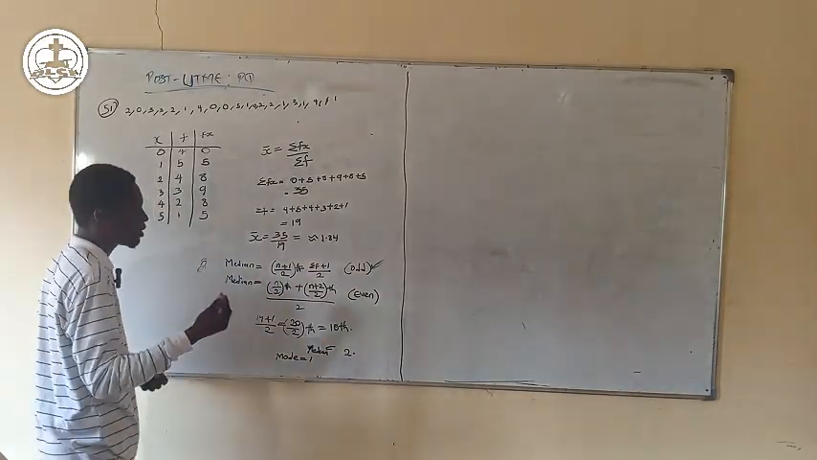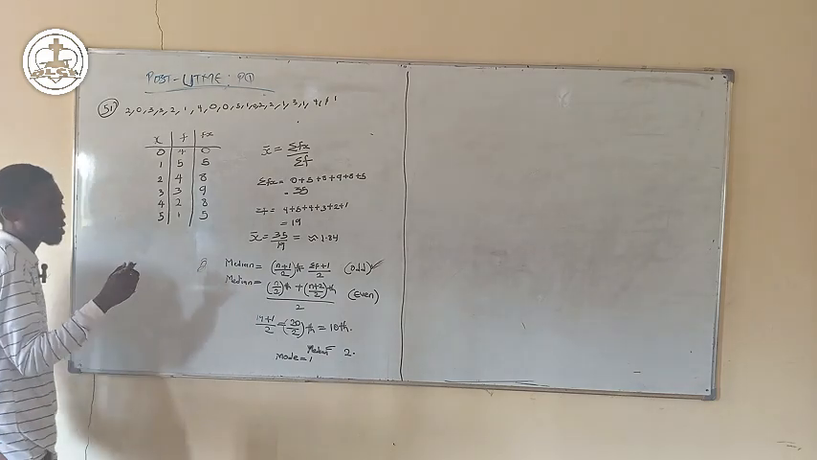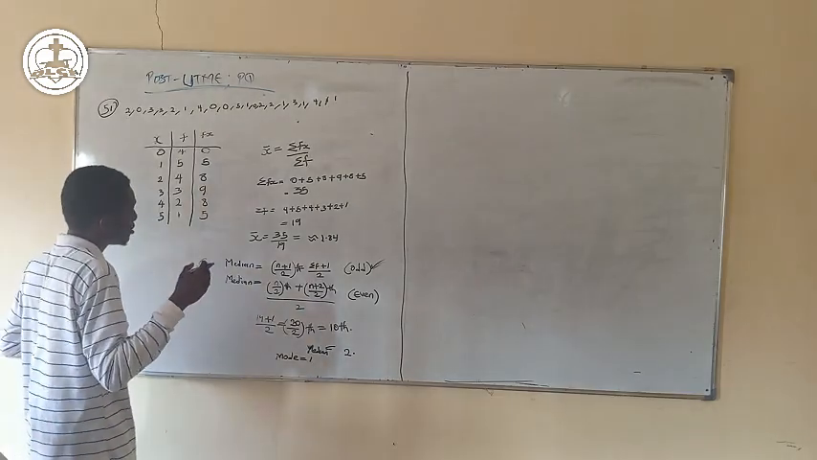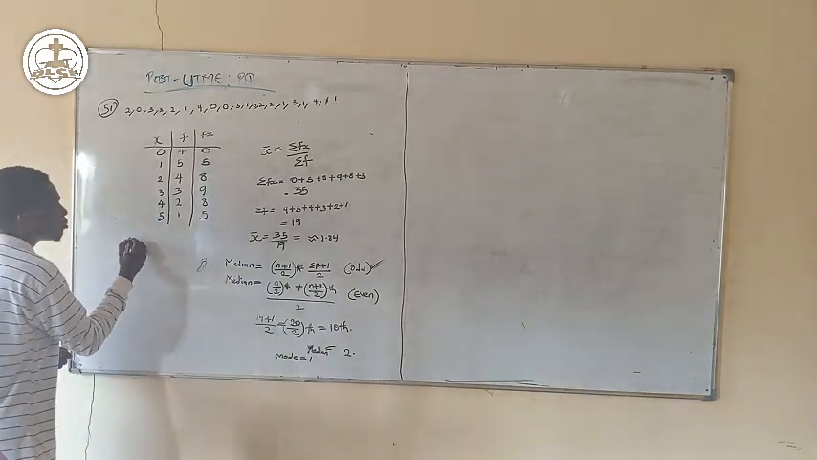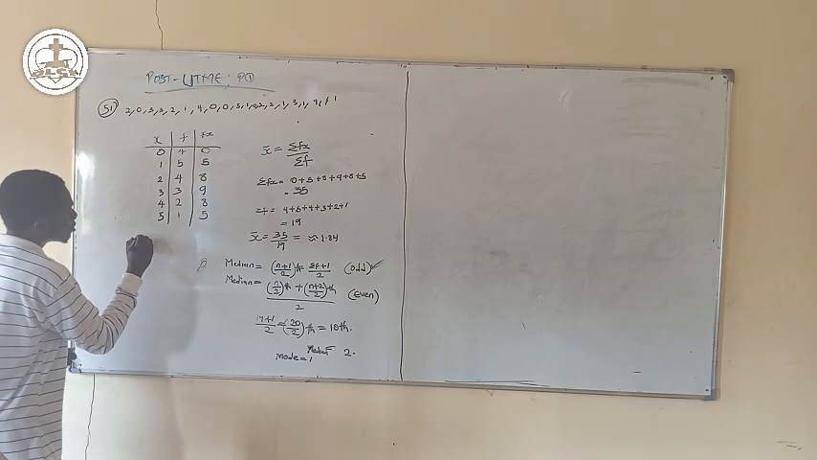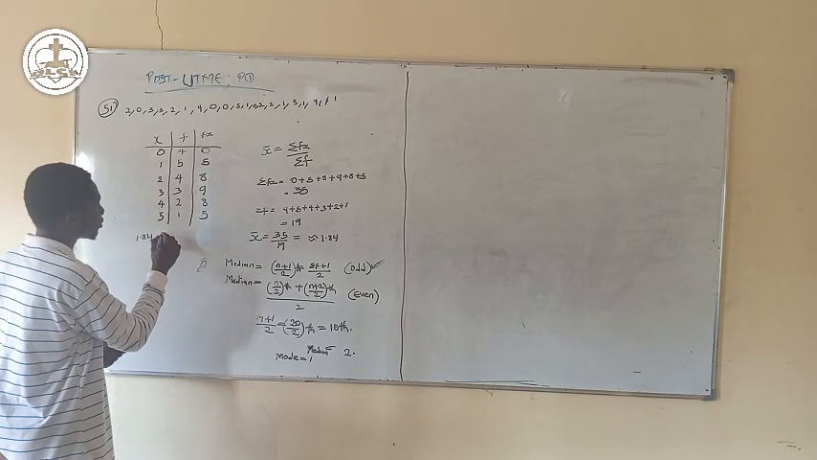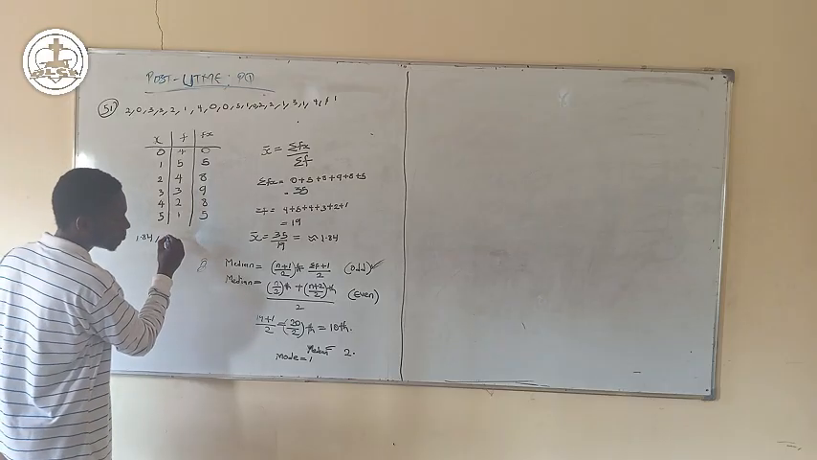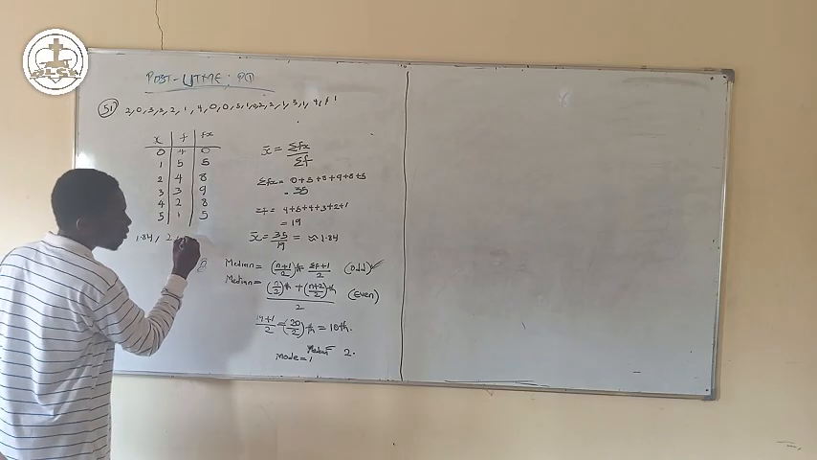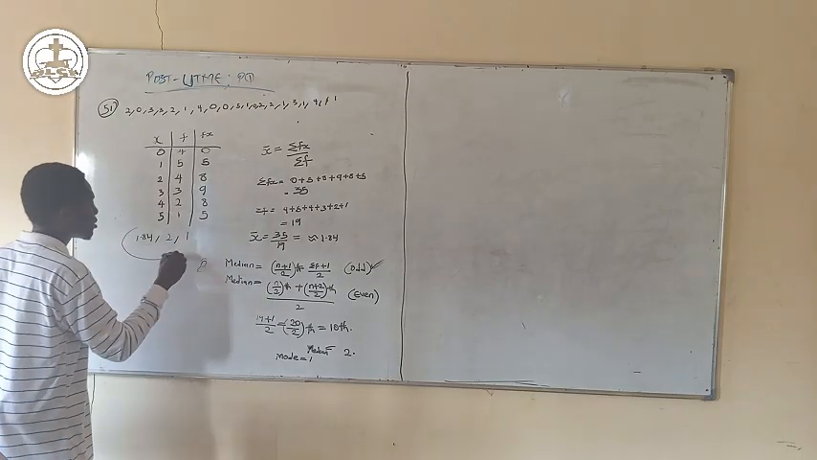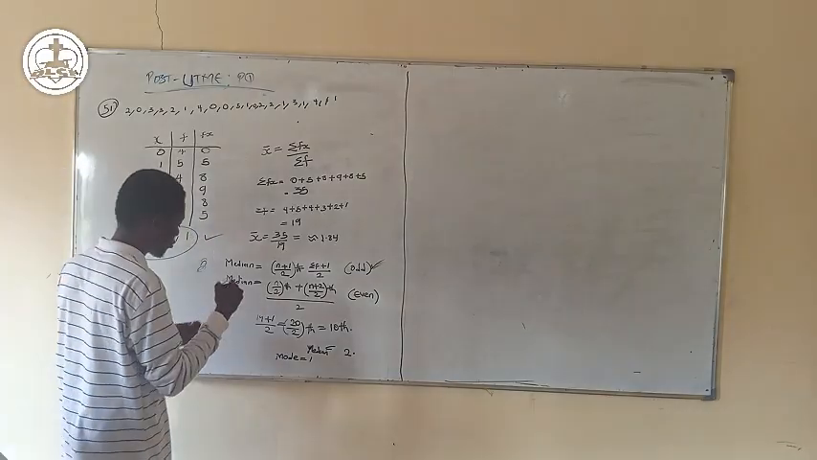So the total answer to that question: we had to calculate our mean, median, and mode. Our mean will be 1.84. Our median is 2, and our mode is 1. So this is our total answer for this question.